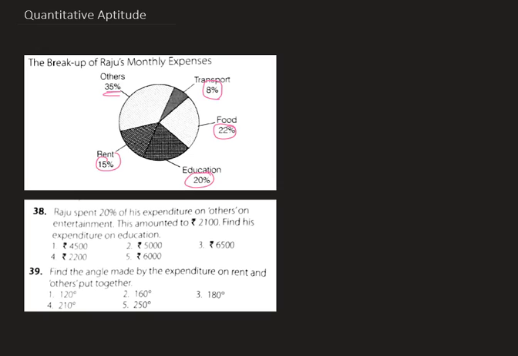Now we have to find: if Raju spent 20% of his expenditure on others on entertainment, and that amounted to 2100, then what is the expenditure on education?